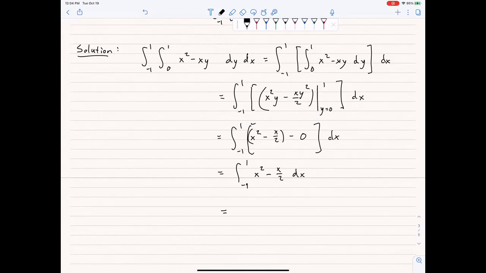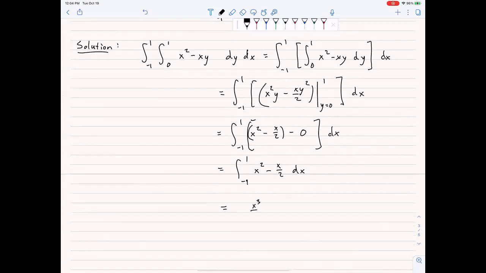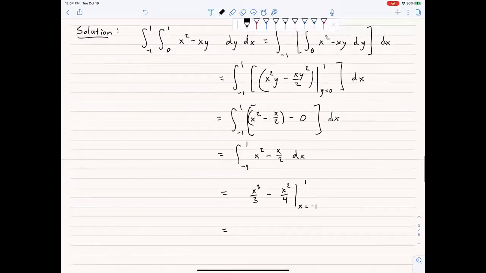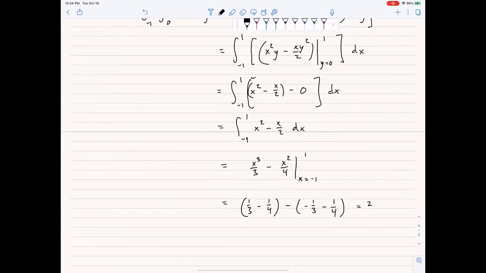So here we're going to integrate with respect to x now, and we'll get x cubed over 3 minus x squared over 4. I don't know if I need to write it, but I will, from -1 to 1, which of course, just to finish it up, will give us 1/3 minus 1/4 minus -1/3 minus 1/4. So we get 2/3.